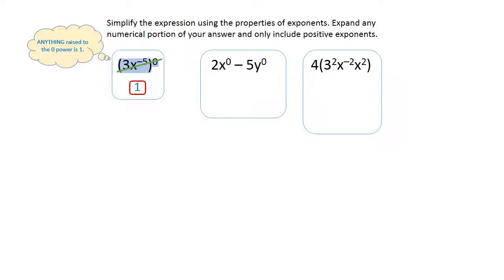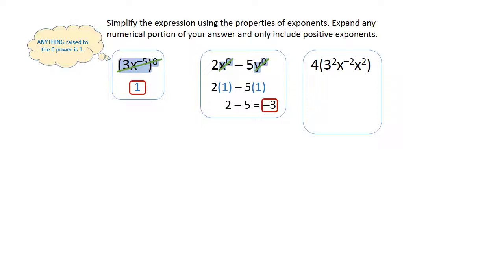In the second expression, you only want the specific bases that are raised to the 0 exponent. The 2 doesn't have an exponent on it, but the x does. The 5 doesn't have an exponent on it, but the y does. So we're just going to mark through just those and replace those with 1s. The 2 and the 5 are still there, and then you just multiply 2 times 1 minus 5 times 1, which would just be 2 minus 5, and that gives you an answer of negative 3. So the simplified answer for the second expression is negative 3.